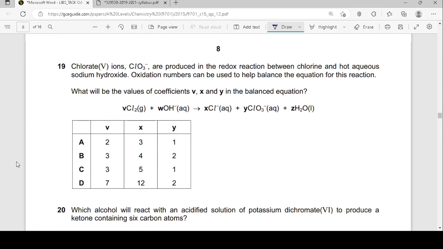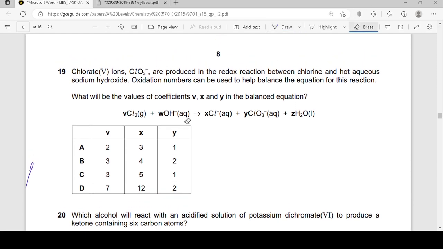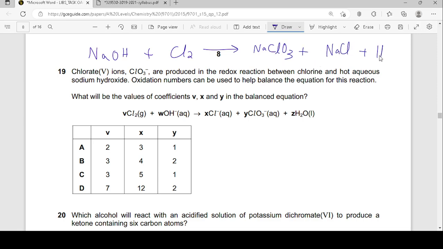This is again one of the chlorate type things. Chlorate 5 ions, ClO3 minus. Okay, so last time I said ClO minus, and this is ClO3 minus. They are produced in a redox reaction between chlorine and hot aqueous sodium hydroxide. The reaction for that would be NaOH plus ClO2 gives you N, if I remember right. I'm looking at my book, I'm just writing it from memory, so hopefully it's right, plus H2O, and now I balance it out, which is what they're asking me to do.